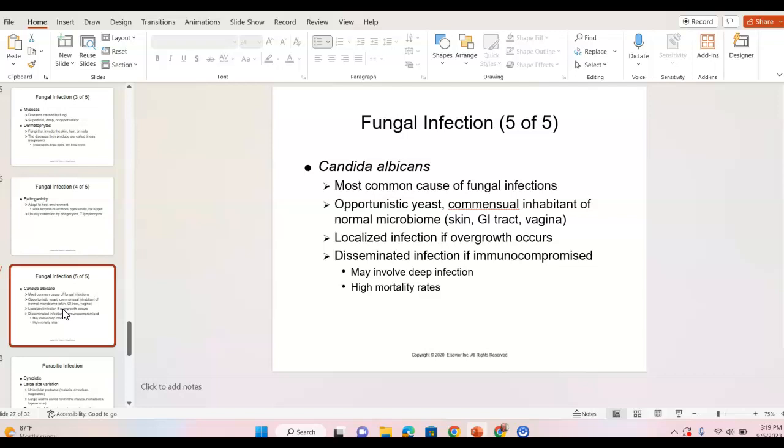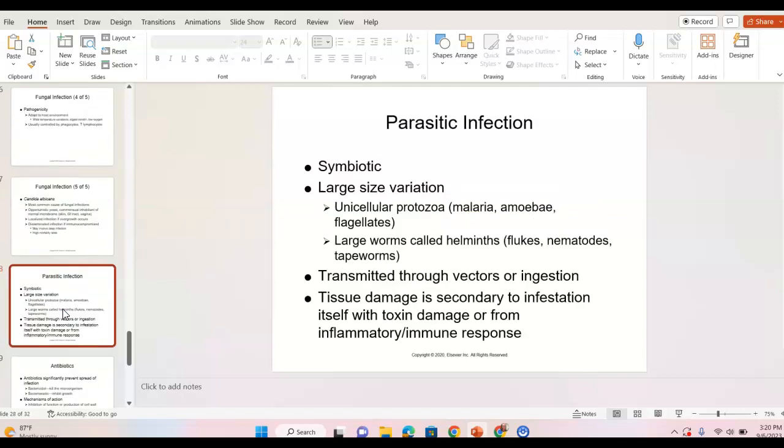Candida albicans, from fungal infections, is an opportunistic yeast that usually inhabits the normal microbiome, but then can grow out of control and cause a localized infection.